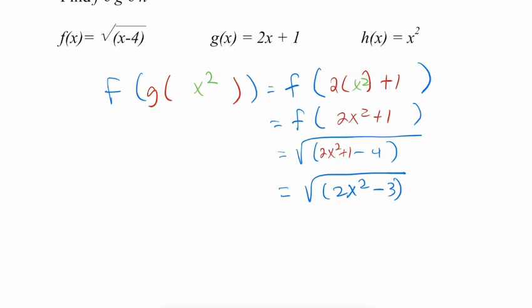Now, there are times for problems like this, they'll say, what is your domain? What values work? Yesterday, we talked about what makes a fraction, or not a fraction, we did fractions and square roots. What makes a square root work? What do you know about a square root's domain? Yes. The inside has to be greater than or equal to 0. So in this case, we should realize that our domain has to be where 2x squared minus 3 is greater than or equal to 0.